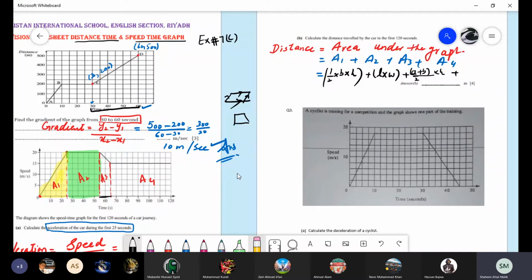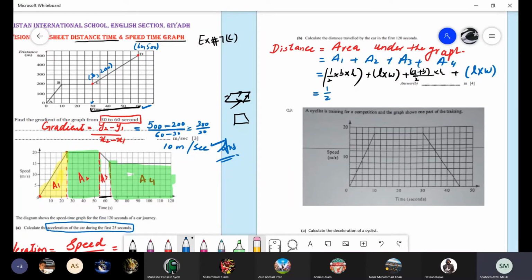Plus, what is the fourth part? If you look at the fourth part, this one. What is this? Rectangle, again a rectangle. Length into width. Okay, now substitute the values from all this.